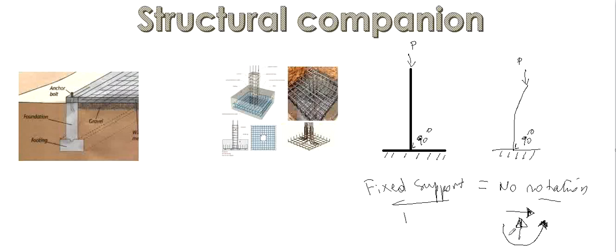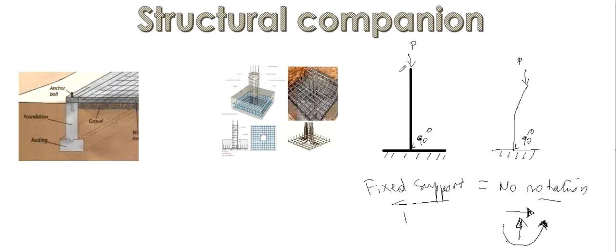Why do we have a moment? This moment here is generated so that there is no rotation over here. There is no rotation at all here. That's why there's a moment. This moment is there to restrain any rotation because we say it is fixed. So as it is fixed, for the no rotation to happen, we need to have a moment so that there's no rotation.